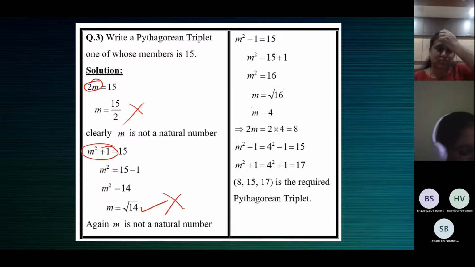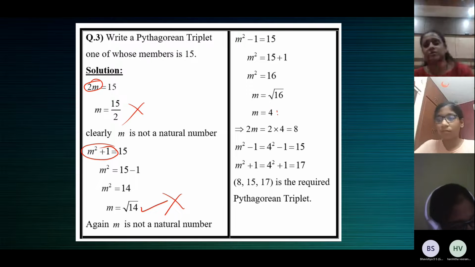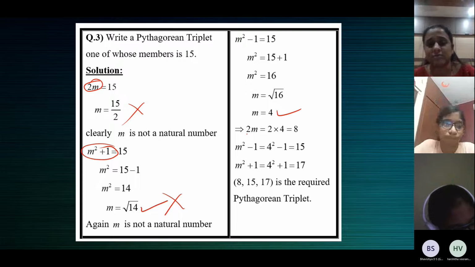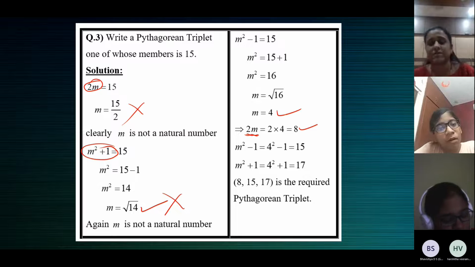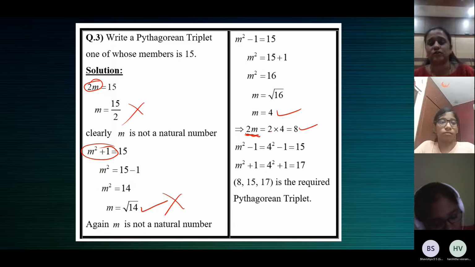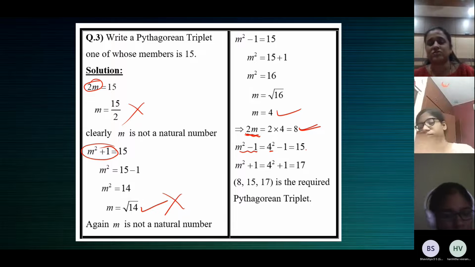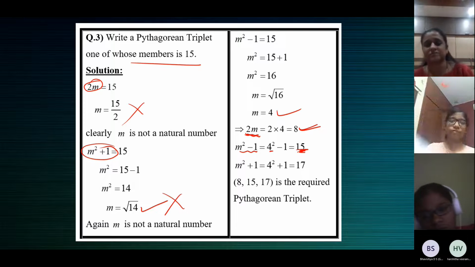Now, m square minus 1 is 15. m square is 16, m is equal to the square root of 16, m is 4. So let's find the members now. The smallest member 2m is 2 into 4, 8. Then the other member m square minus 1: m is 4, 4 square minus 1, 16 minus 1, 15. So see here, one of whose members is 15. So we got 15 here.